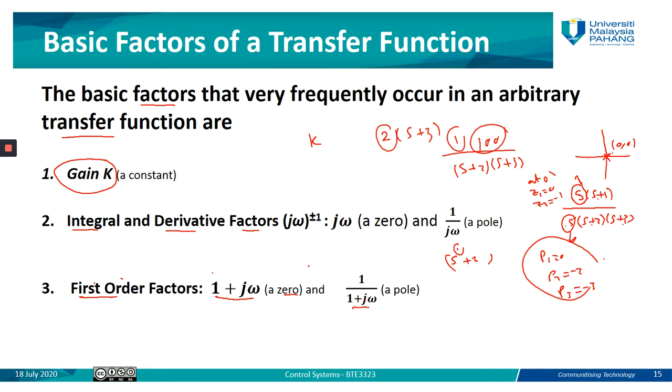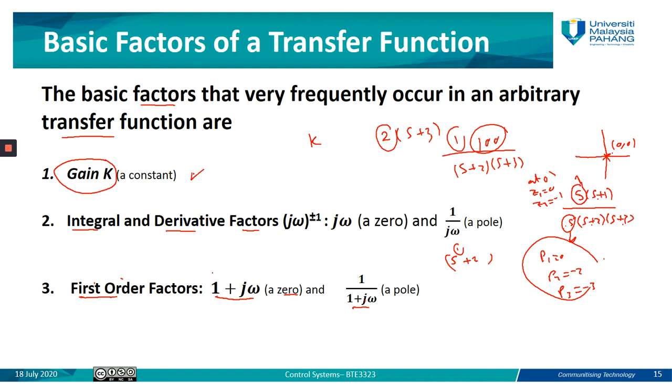Okay, so after we define the three main factors here, the ones that we are going to cover, maybe there are some systems which have second order factors, such as s squared and so on. Our focus in this chapter is to consider up to the first order factors. So after you identify the main parts of the transfer function, which are the gain, the integral and derivative factors, and also the first order factors, we are going to draw each part individually.